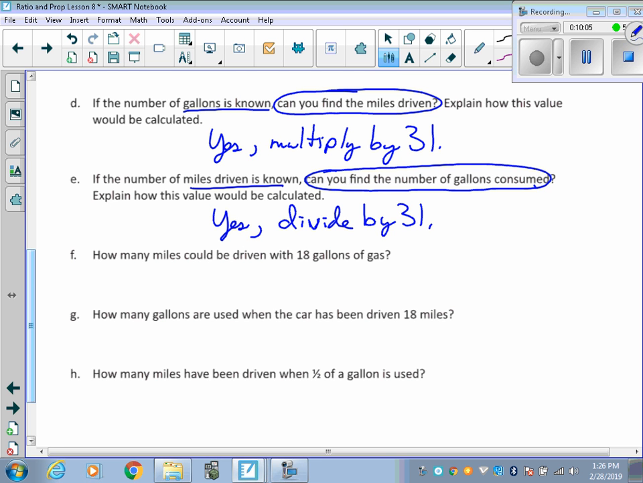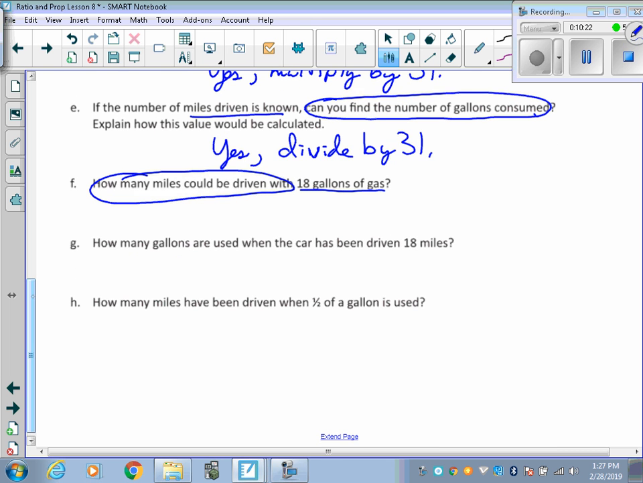Now, the nice thing about it is because we know miles is always bigger, when we multiply or divide, we can check to see if our answer makes sense. For instance, on this one, it says how many miles could be driven with 18 gallons of gas? I know that the miles is going to be greater than 18. So do I do 18 divided by 31 like we had on letter E? No. We want to do the number of miles equals 31 times 18. Therefore, you're going to get M equals, and you would have a calculator to figure this out, 558 miles. And that is larger than the 18 gallons.